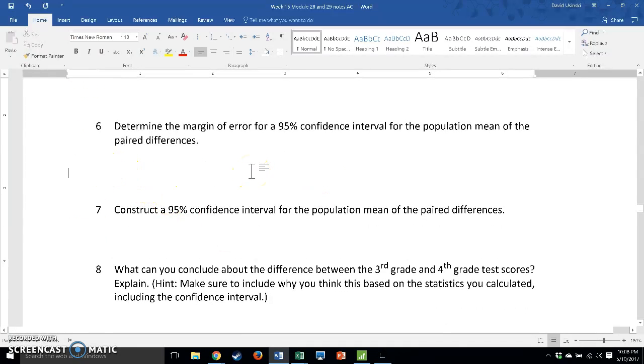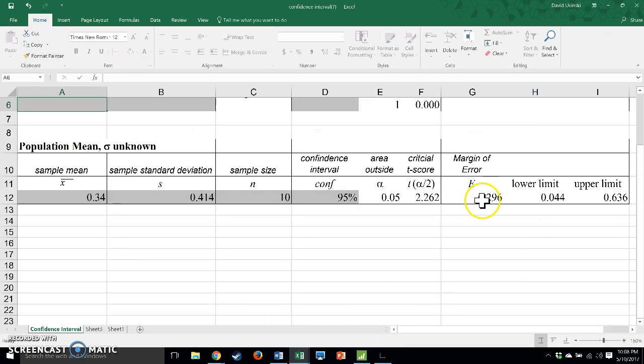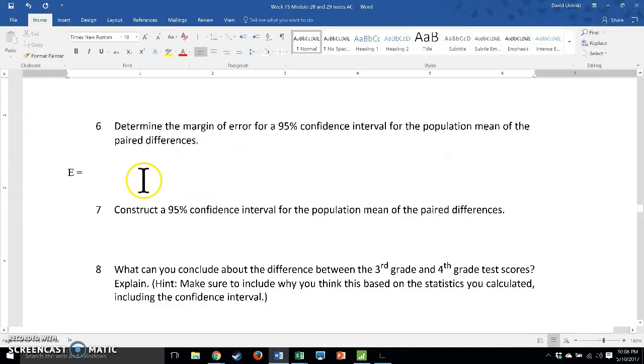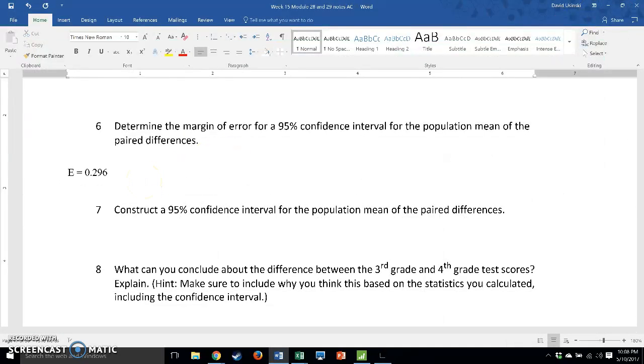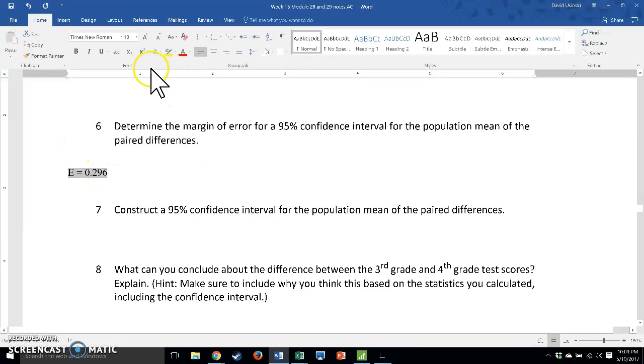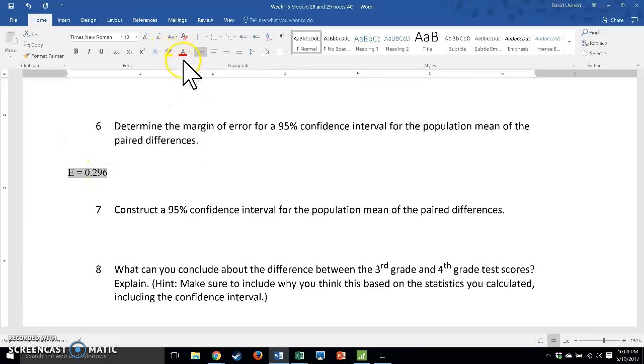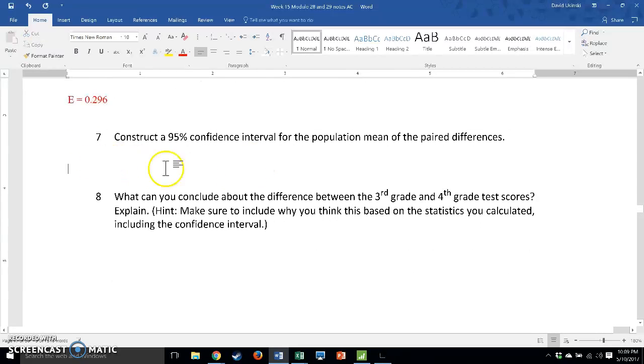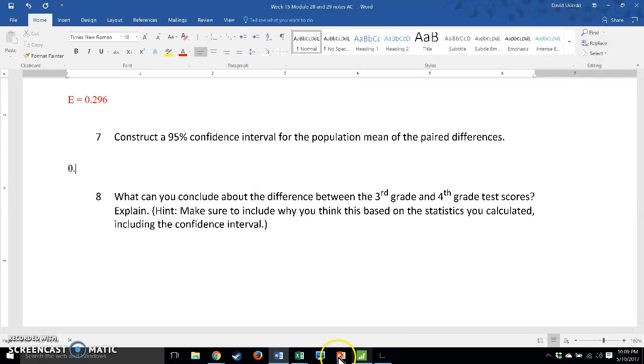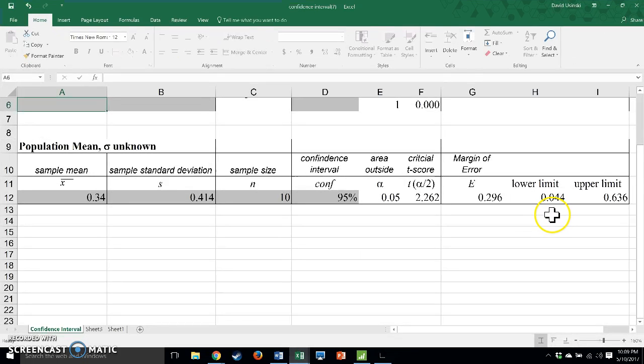Okay, so the error equals 0.296. And that's the margin I need in order to capture the middle 95% centered on the sample mean. So if I construct the interval from that worksheet, I have 0.044 to 0.636.